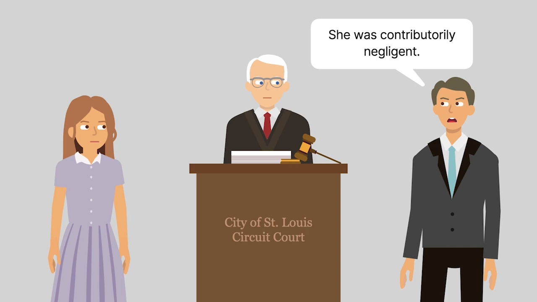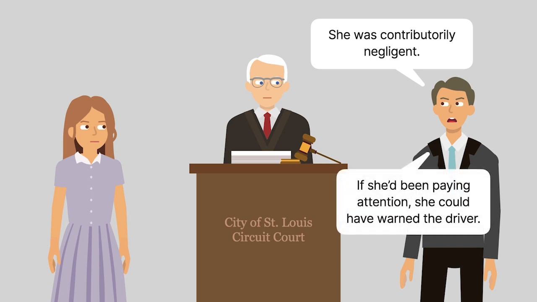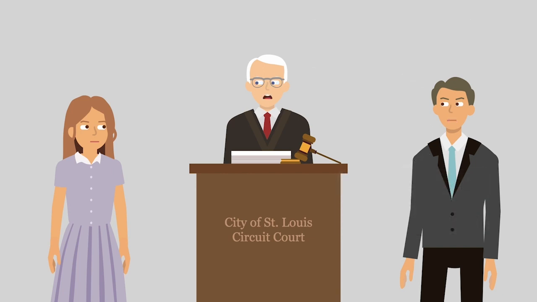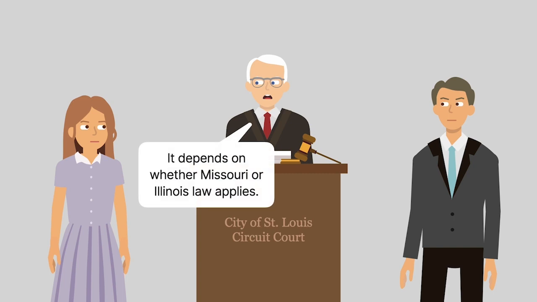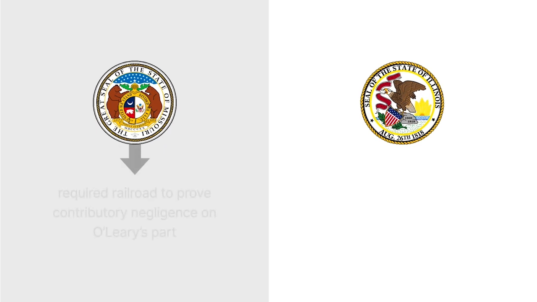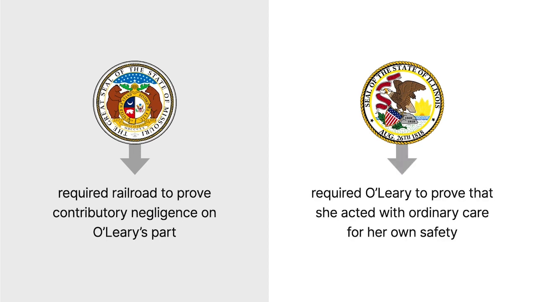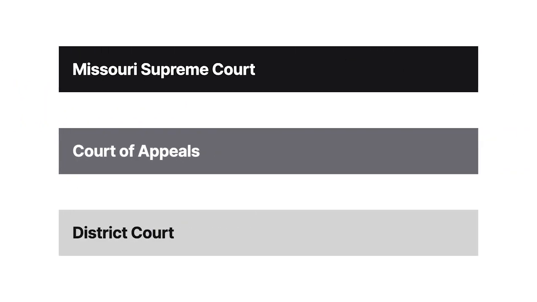Specifically, the railroad argued that if O'Leary had been paying adequate attention to her surroundings, she would have seen or heard the train in time to warn the car's driver to get out of the way. Because the collision had occurred in Illinois, the trial court had to decide whether to apply Missouri's or Illinois' contributory negligence law. Missouri law would require the railroad to prove contributory negligence on O'Leary's part. Illinois law, on the other hand, would require O'Leary to prove that she'd acted with ordinary care for her own safety. The trial court applied Missouri law, and the jury found for O'Leary.